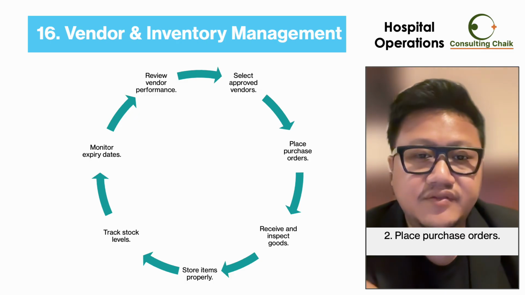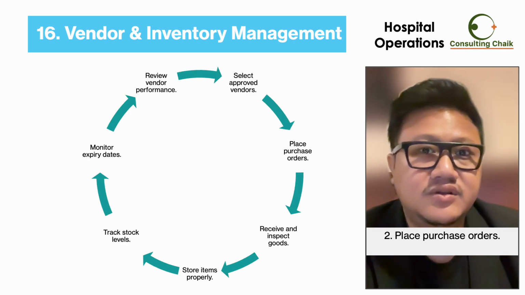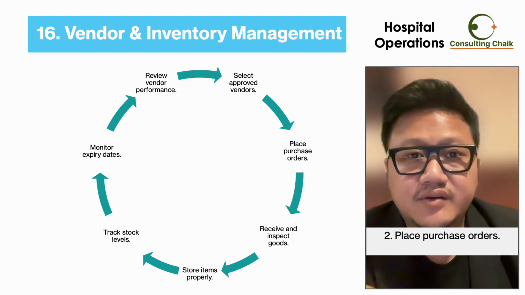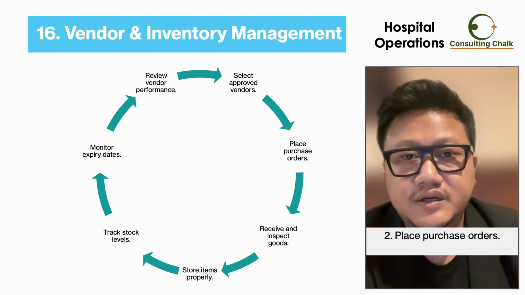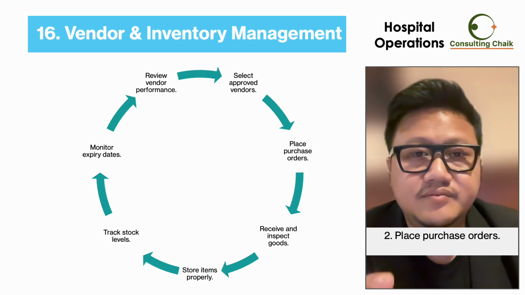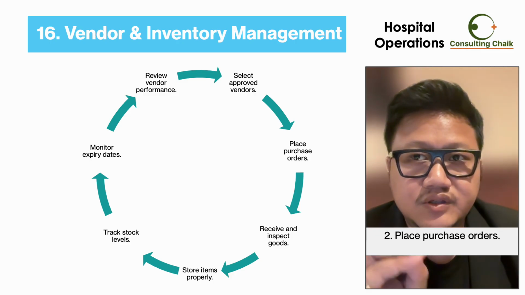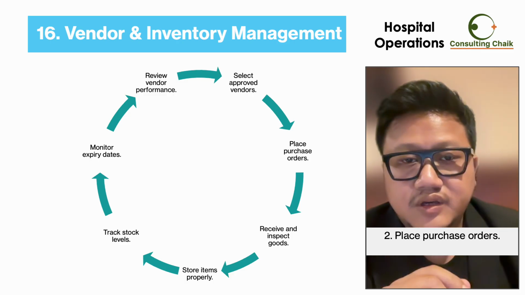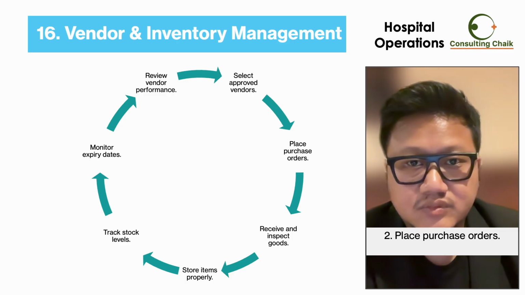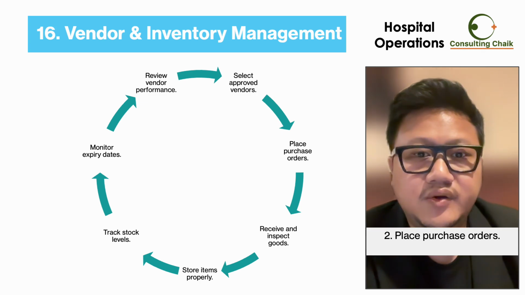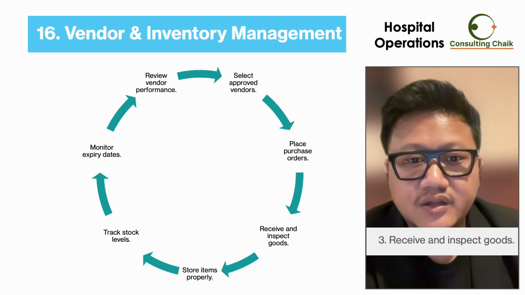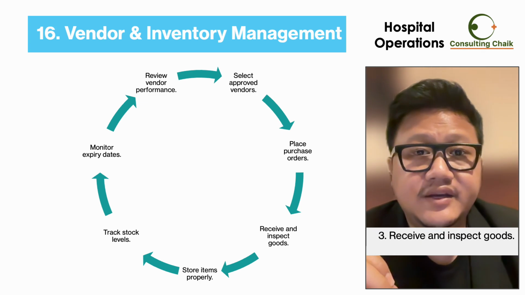Purchase order: you should have a proper system for purchase orders, and if you have an HMIS, you should use your software, and only there should you make all your POs, so that in one place you can see all your POs together. Okay, then receive and inspect goods.